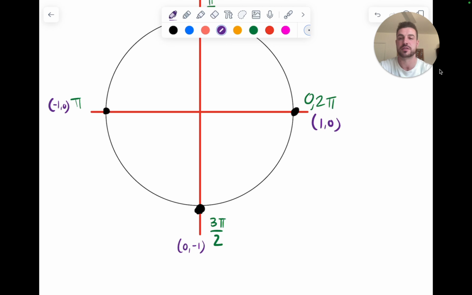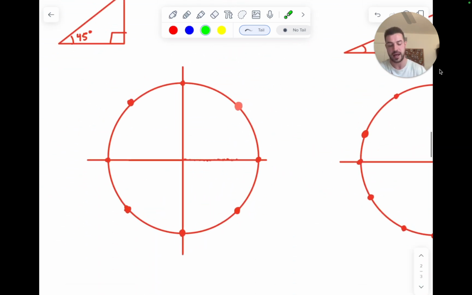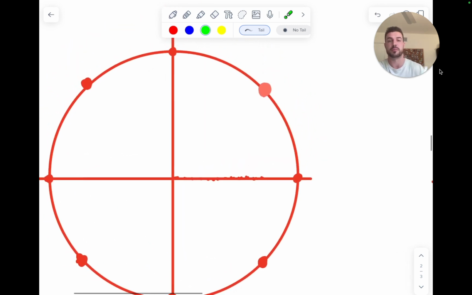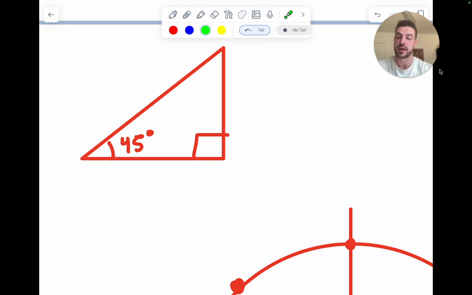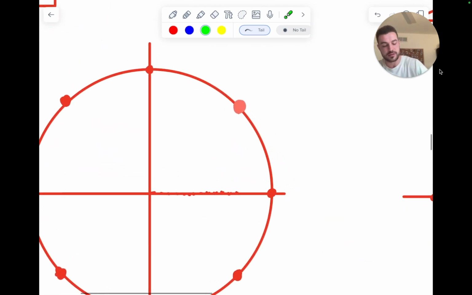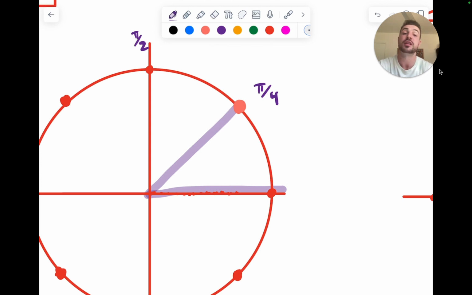Well, we really need to dive into those trig functions. So what we're going to do today is figure out how to find some other values on our unit circle. Specifically, what I want to do is take a look at some special values. For example, we all should be pretty familiar with 45, 45, 90 triangles. Well, 45 degrees is actually right here. And technically, since this is pi over 2 radians, this is half of that, or pi over 4 radians. So this is going to be an important value for us.